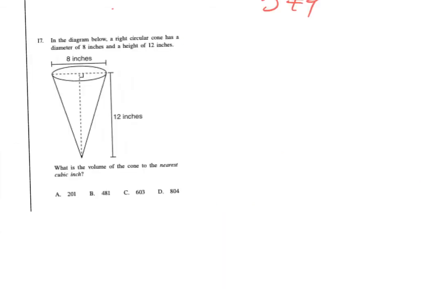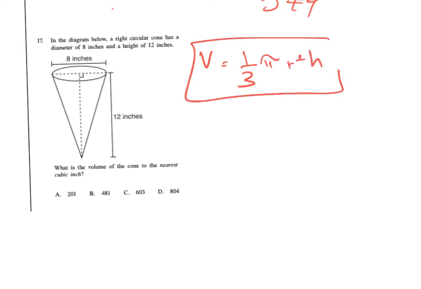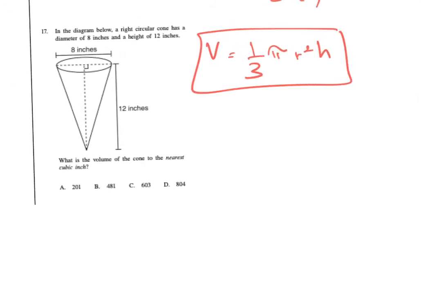All right, so I got this question here, number 17, for geometry. In the diagram below, a right circular cone has a diameter of 8 inches and height of 12 inches. What is the volume of the cone to the nearest cubic inch? Well, we have a cone. First of all, we should know the formula of a cone, which is V, the volume, equals 1/3 pi times radius squared times height, right? That's the volume of a cone.